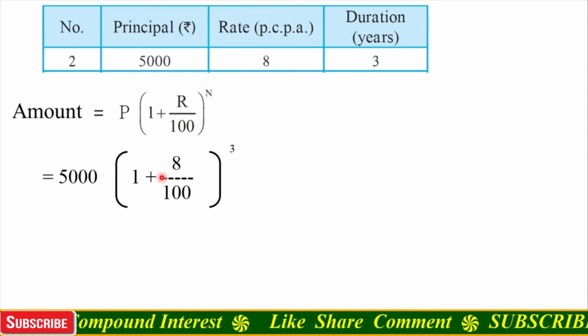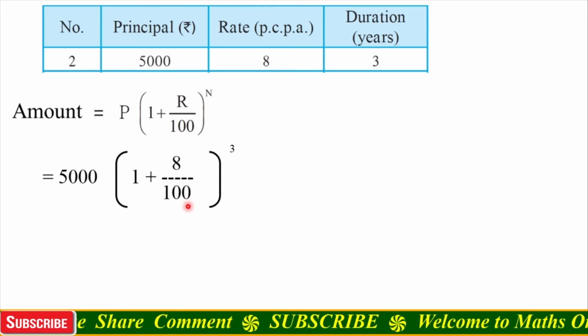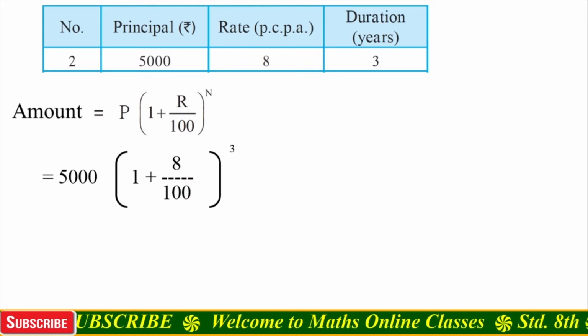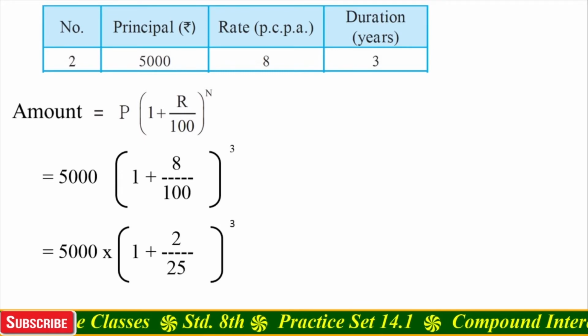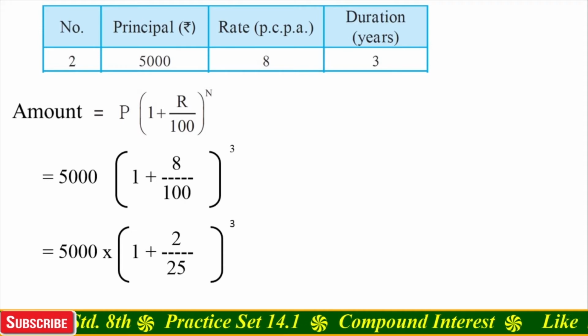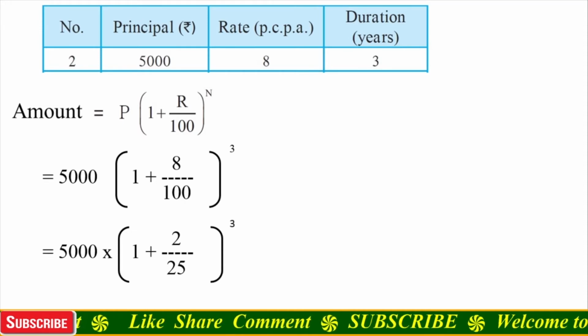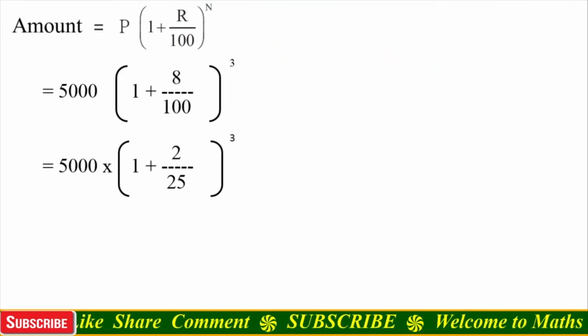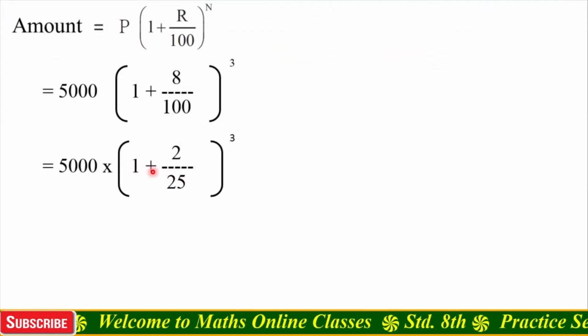In this bracket, this fraction 8 upon 100 we have to reduce it to its lowest form. We get 2 upon 25. Therefore, is equal to 5000 multiply in bracket 1 plus 2 upon 25 bracket raised to 3. Let us take these steps a little bit up. Now, we have to do cross multiplication of these numbers.